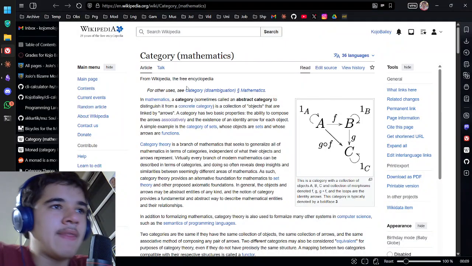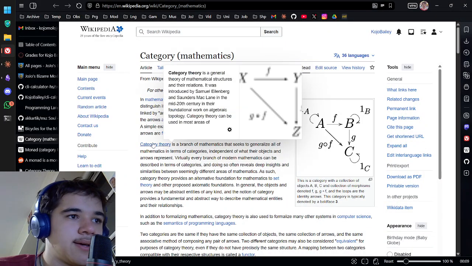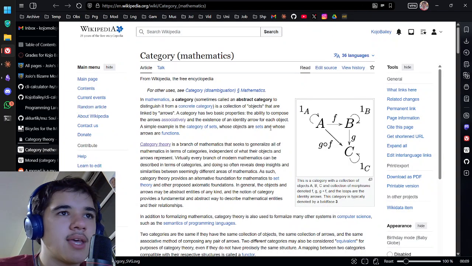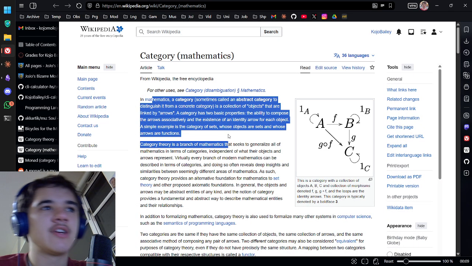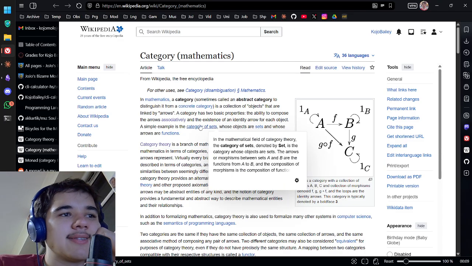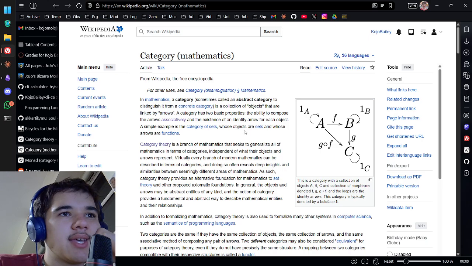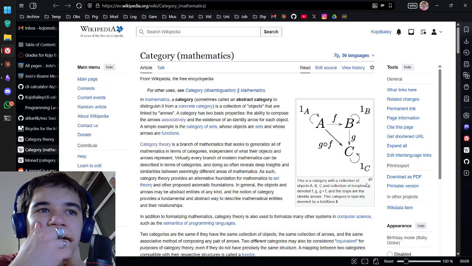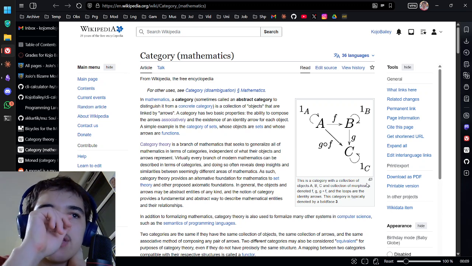Okay. And then category theory. I will look at this first before going any further, but this is the first paragraph here for category. Cool. Category of sets. There's a whole page for that. Set theory, I don't need to get into that too deep. But this is a category with a collection of objects A, B, and C, a collection of morphisms denoted f, g, g of f, and the loops of their identity arrows.